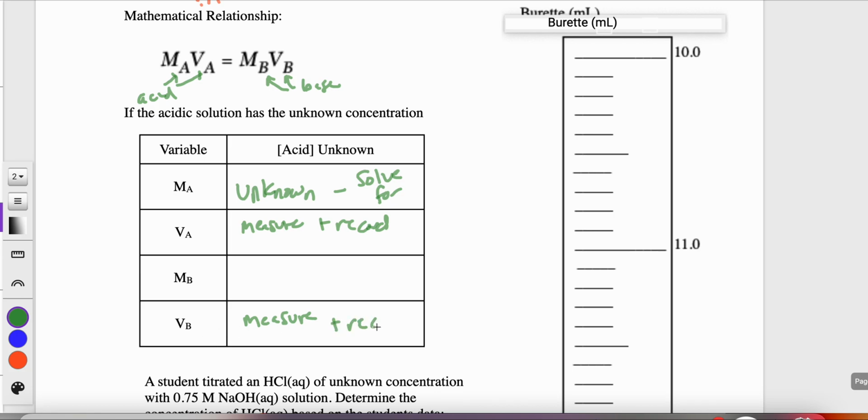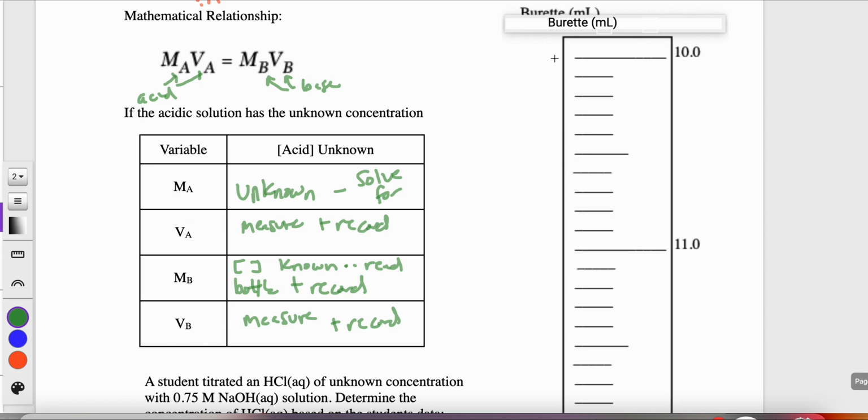So measure and record. And if we're trying to determine the molarity value of the acid, we must be using a base that has a known molarity. So this concentration is known. And in the lab, it is listed or written on its bottle. So read its bottle and record.